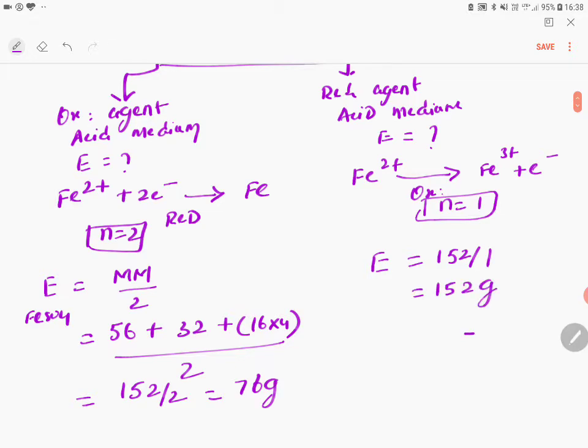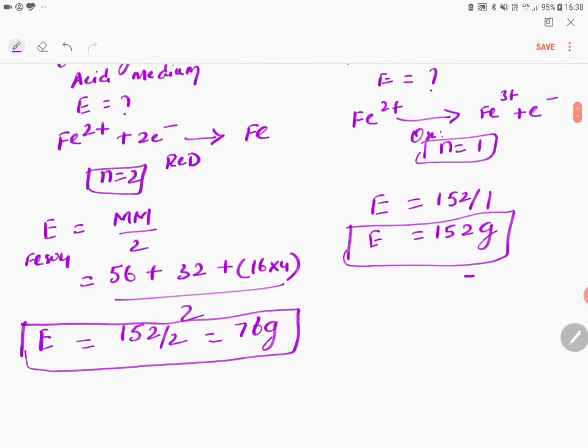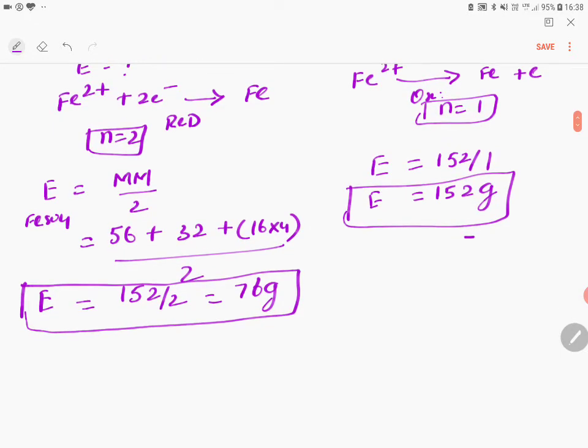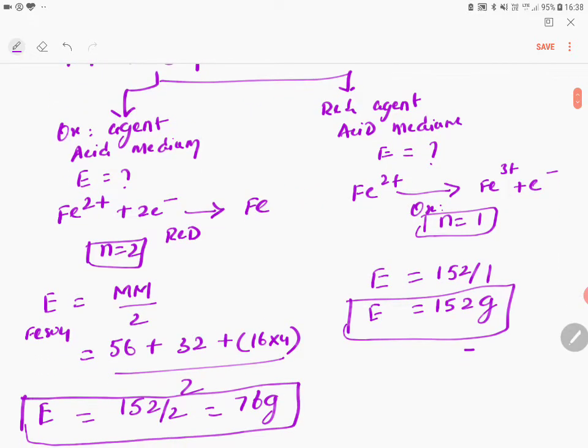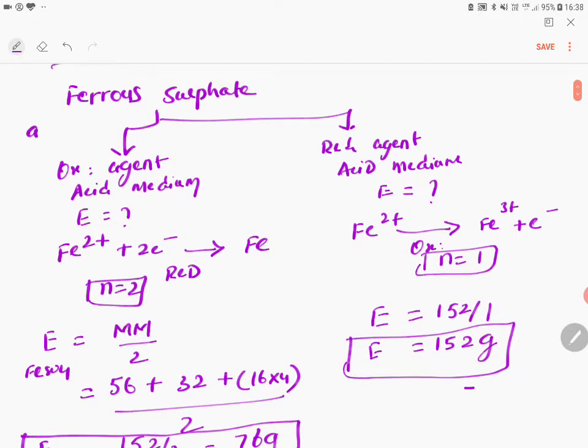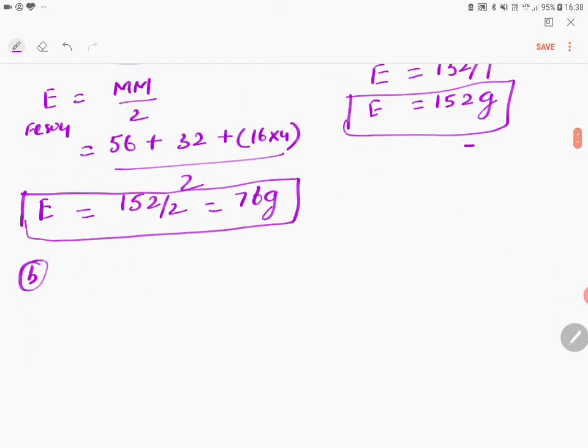Therefore, this is the important thing in the case of the competitive exam. Children, they will be testing your knowledge whether you are able to calculate the equivalent mass of ferrous sulfate as an oxidizing agent and as a reducing agent. The equivalent mass is different. Therefore, the conclusion is molar mass is a constant, whereas equivalent mass is a variable. Like this, we will see some more examples.